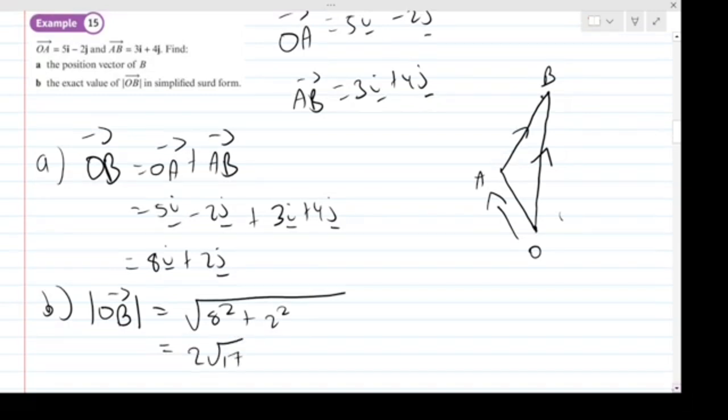And there we are. So again, we covered the magnitude last time. We just square root the i part squared and the j part squared.